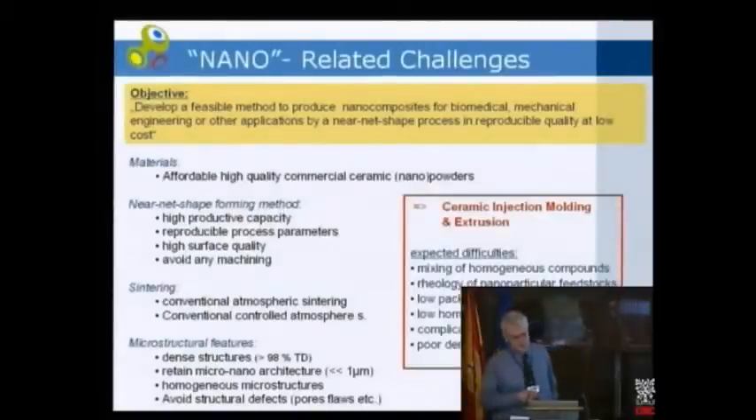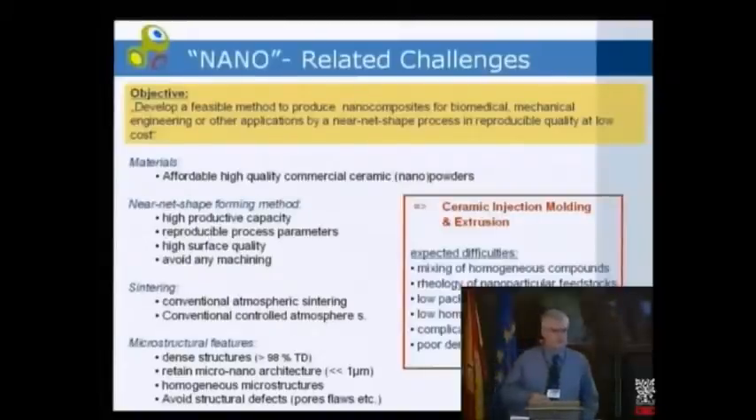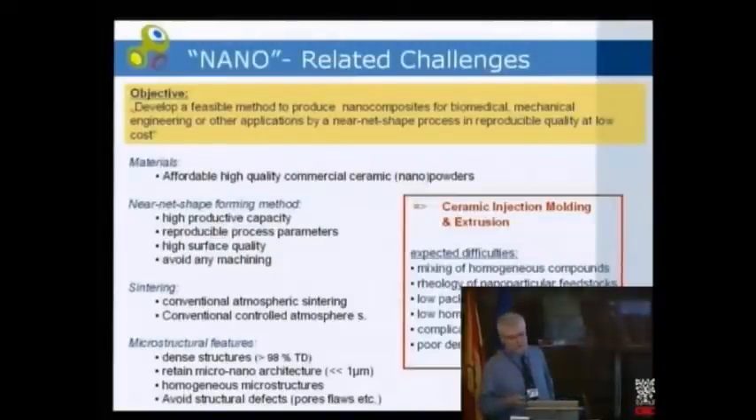So, some nanocomposite related challenges. If you want to injection mold, for example, ceramic nanocomposites, you have to develop a feasible method to produce nanocomposites for biomedical, mechanical engineering or other applications by a near net shape process in reproducible quality at low cost. Professor Gardo this morning talked about the problem of machining of nanocomposites. These materials are ultra hard, ultra tough, so it's not a big pleasure to machine them, so it's better to produce them in net shape.